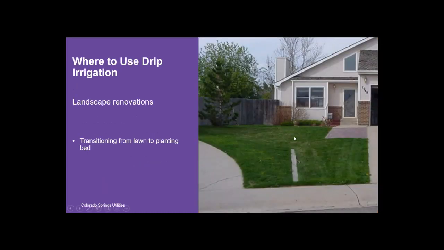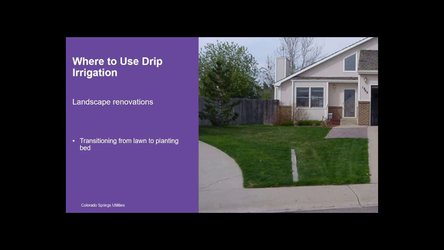So now I'll talk about some areas of where to use drip irrigation. It's really useful in landscape renovations. This picture on the right here is a traditional space between two houses. This is kind of what we call a stupid turf area. What this means is this lawn is not being put to beneficial use. It's a high water intensive lawn. The likelihood of that lawn being used for its intended purpose is slim to none. The only time they're walking on that lawn is when they're mowing it.